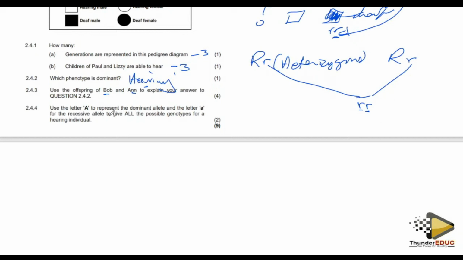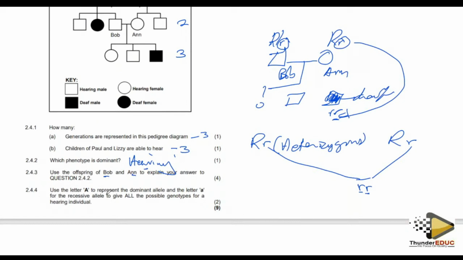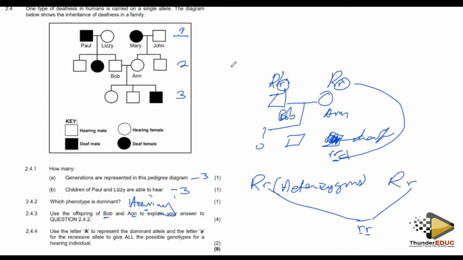Use letter A to represent a dominant allele and small a, a recessive allele to give all the possible genotypes for people who are hearing. It's 2 marks. Remember, we said it here. A person who is hearing, yes. And remember, hearing is dominant. Capital A is for hearing, ne? And then small a is for deaf.